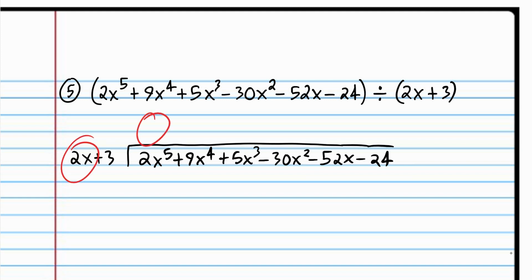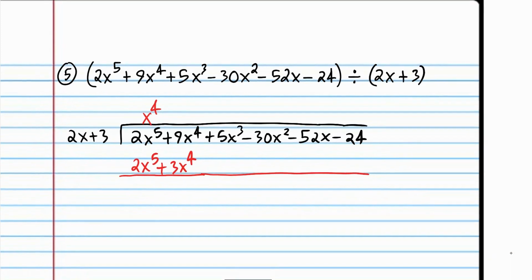So 2x times what is equal to 2x to the 5th power? And the answer is x to the 4th power. That's step 1. Step 2, multiply, and we get 2x to the 5th power plus 3x to the 4th power. That was step 2. Now step 3, we're going to subtract. Subtract these, you get 0, as we should. Subtract these, we get 6x to the 4th. And subtract nothing from all this stuff, and we just get those same numbers.